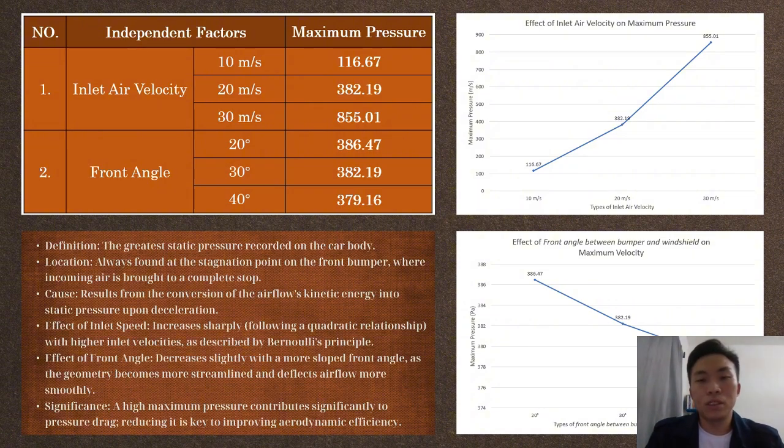Conversely, the maximum pressure is the peak static pressure recorded on the car, always located at the stagnation point on the front bumper where incoming airflow decelerates completely. This pressure increases quadratically with higher inlet speed due to the conversion of kinetic energy into pressure. A more sloped front geometry can slightly reduce this pressure by making the vehicle more aerodynamic, thereby lowering resistance. Together, these parameters help evaluate how design and operating conditions influence aerodynamic performance.